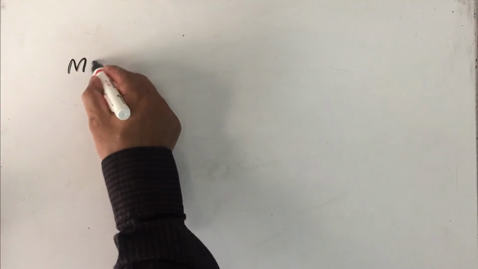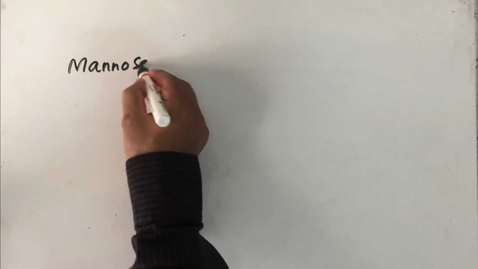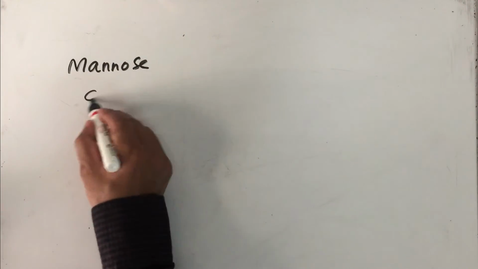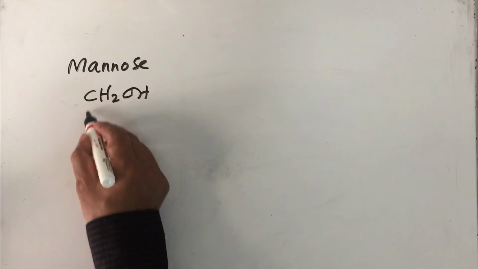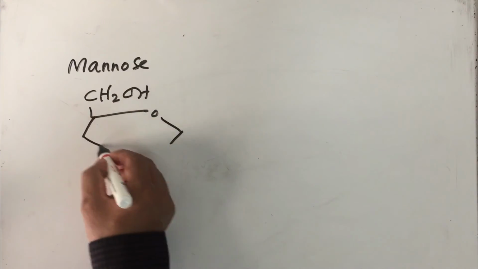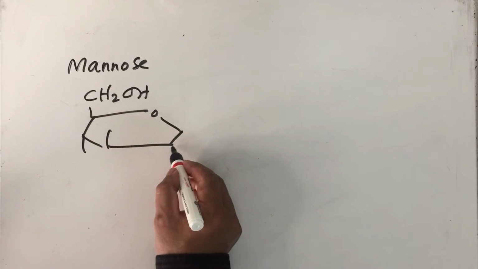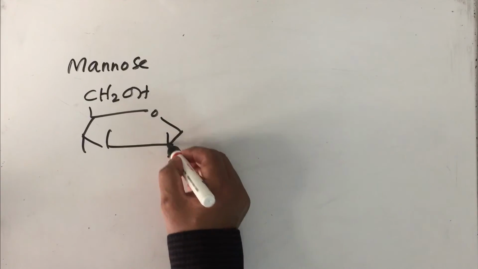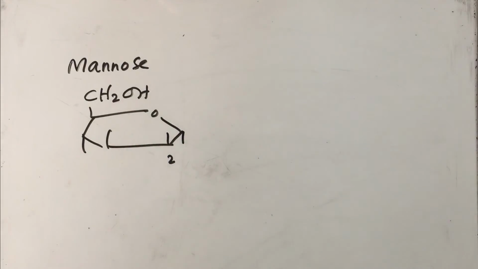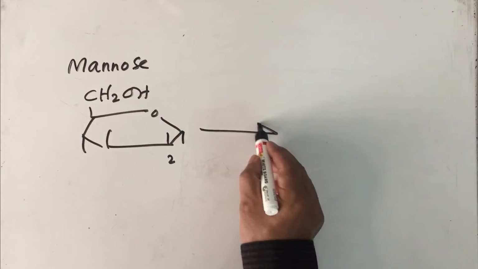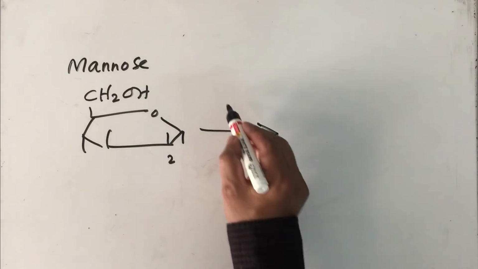Another monosaccharide which enters into the mainstream glycolytic pathway is mannose. Remember, mannose is a C2 epimer. Let us write the structure of mannose here. So at the second position, this is position number 1. This is the structure of mannose. So mannose can enter into glycolytic pathway very easily.